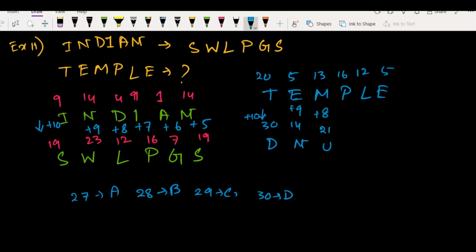21 means U. Then we have 16 plus 7. 16 plus 7 is 23. 23 means W. Then we have 12 plus 6. 12 plus 6 means 18. 18 is R. And then we have 5 plus 5. 5 plus 5 is 10. So we have J. So answer is DNUWRJ.